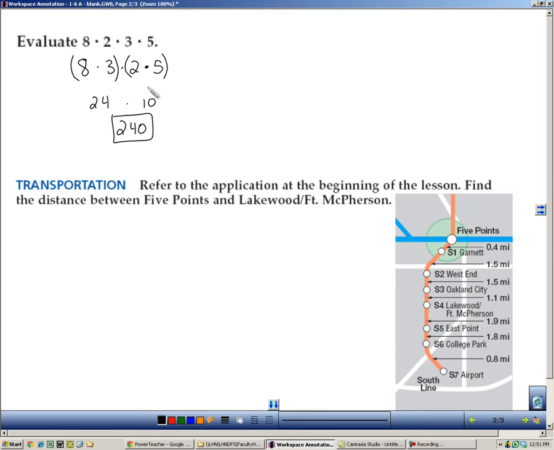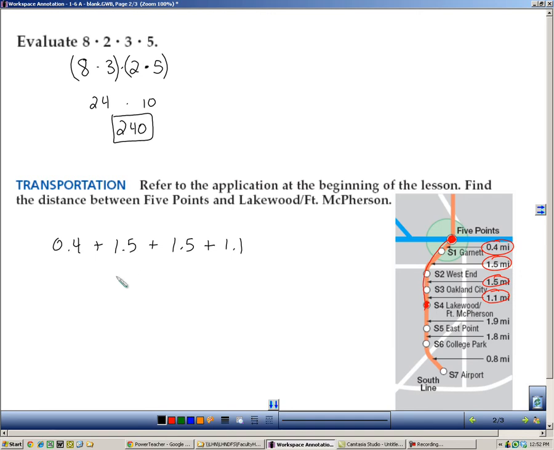And so I can flip those around using my properties. Same idea here. I'm going to use this picture that you see in your book to find the distance from the 5 points location and travel to, I believe this one here, Lakewood and Fort McPherson. So what I want to do is add those 4 numbers up to find the total distance. 1, 2, 3, 4. So I'm going to add those.